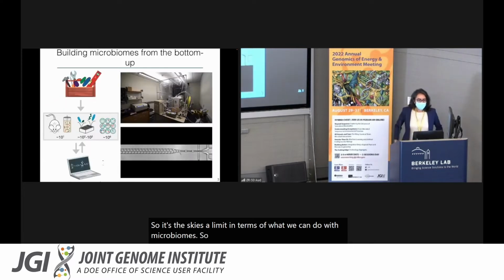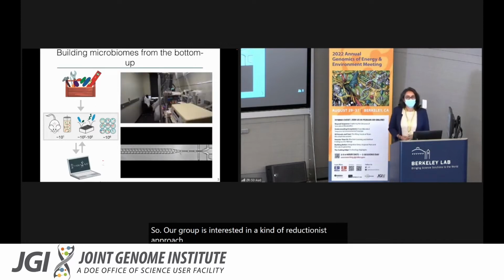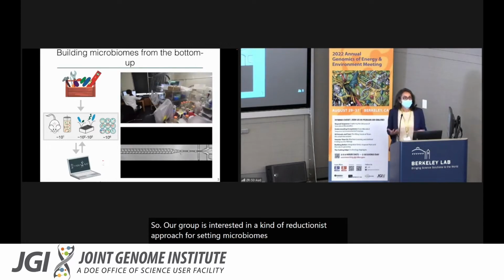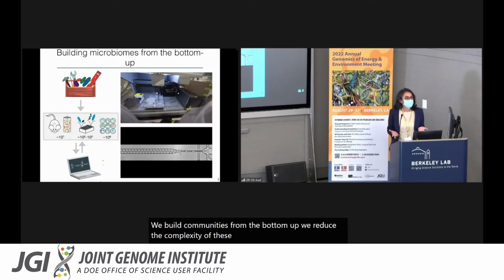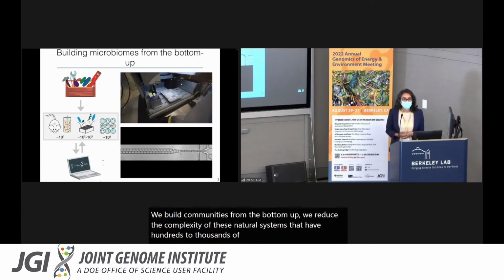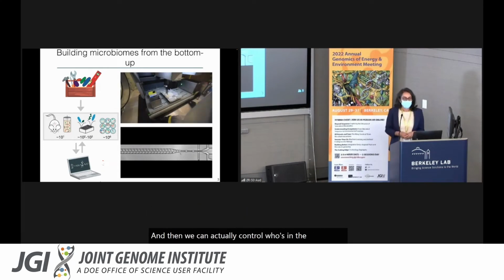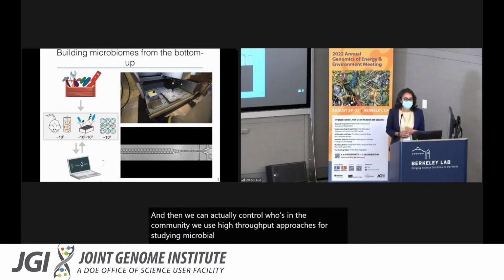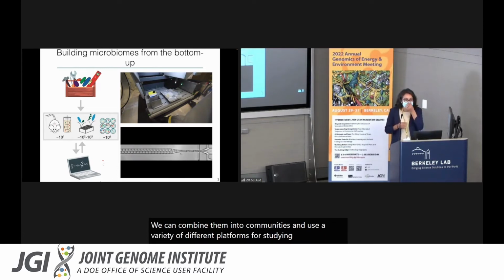So our group is interested in a kind of reductionist approach for studying microbiomes. We build communities from the bottom up. We reduce the complexity of these natural systems that have hundreds to thousands of different microbes, and then we can actually control who's in the community. We use high throughput approaches for studying microbial communities, and so we have a toolbox of different microbes. We can combine them into communities and use a variety of different platforms for studying their function.